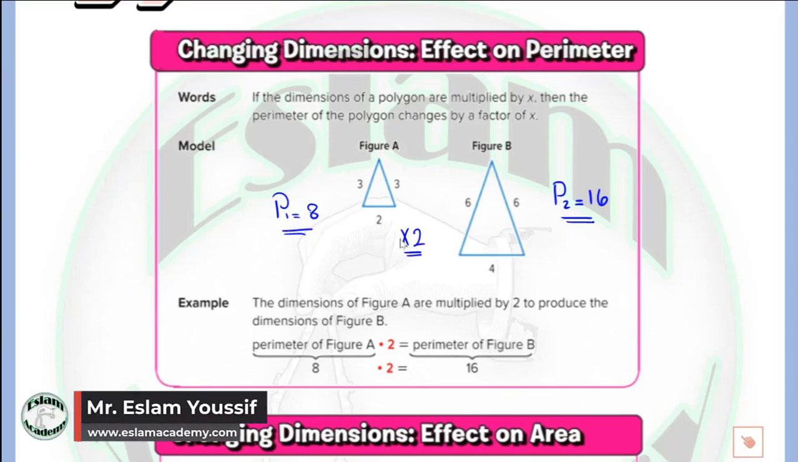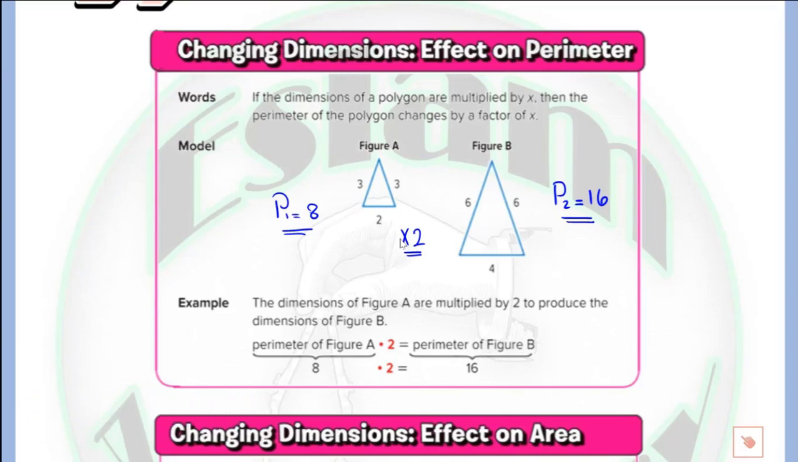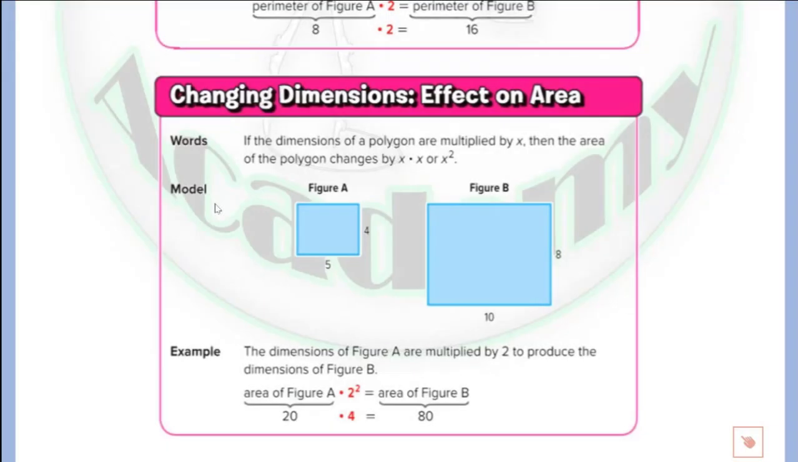As you multiply all of the sides by a number, you will multiply the perimeter also by the same number. So if you multiply all of the sides by 3, the new perimeter will be the perimeter multiplied by 3. If you multiply all of the sides by 4, perimeter 2 will equal perimeter 1 multiplied by 4.